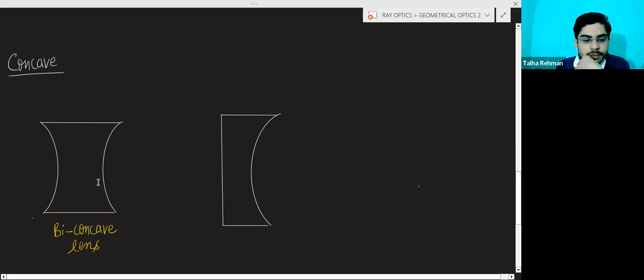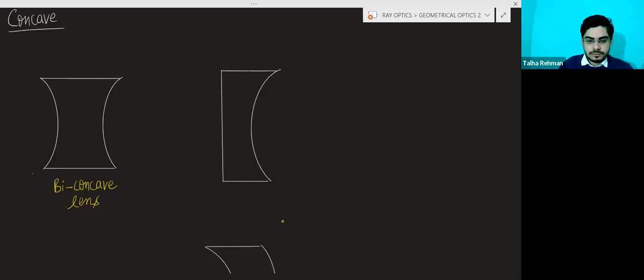So this is a biconcave lens. Why is this the biconcave lens? Because this is bounded by two concave surfaces. One concave surface, another concave surface. And another type of lens is this. Here is one plane surface and one concave surface. So this is known as plano-concave lens.